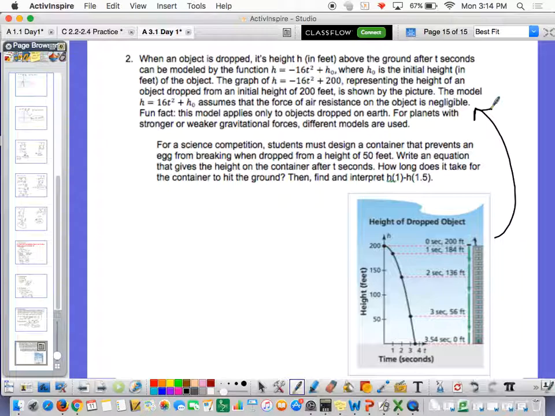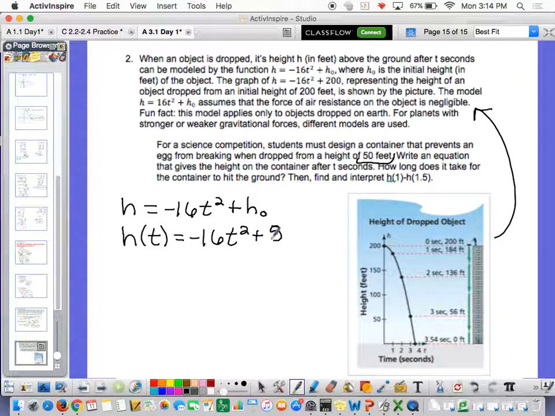So the first one is write an equation. Well, the equation that they gave us was h equals negative 16t squared plus h sub 0. And now our h sub 0 is 50 feet. So the height after a certain time is going to be negative 16t squared plus the initial height, which is 50. Okay, there's our equation. Now we can pretty much do whatever we want to with an equation. We want to know how long it takes the container to hit the ground. That'd be smart.